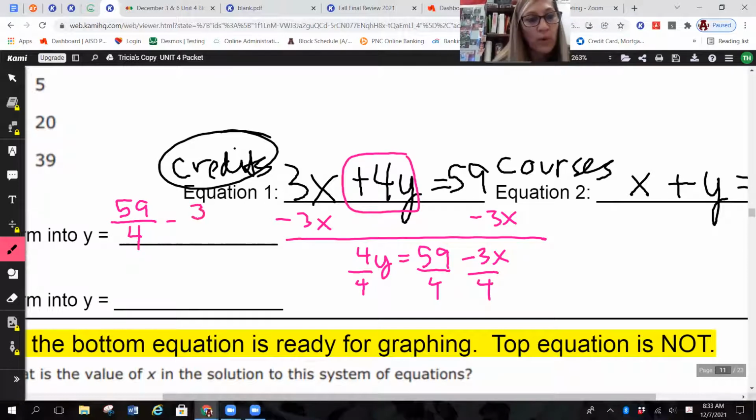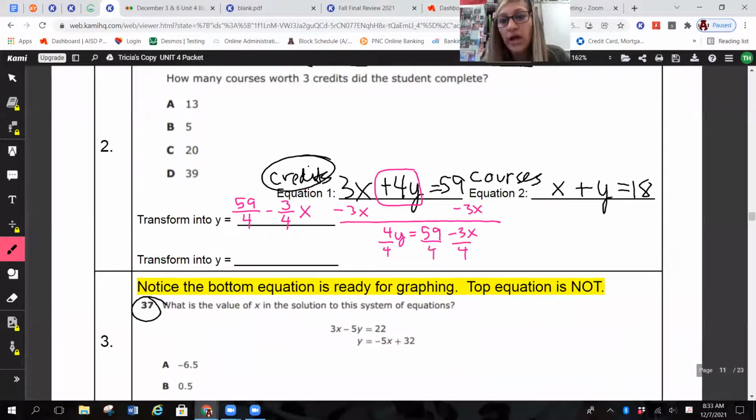Remember, we don't want to round when we're graphing these systems because then your intersection point won't be one of the 4 choices. Don't want to round. Leave it as a fraction. On equation 2, it's super fast. Box the y, move the x, and we're done. Because y is already positive. So that's 18 minus x.